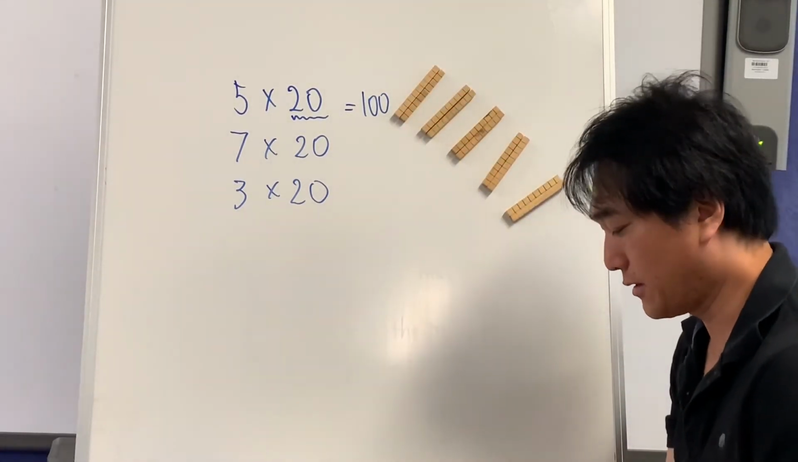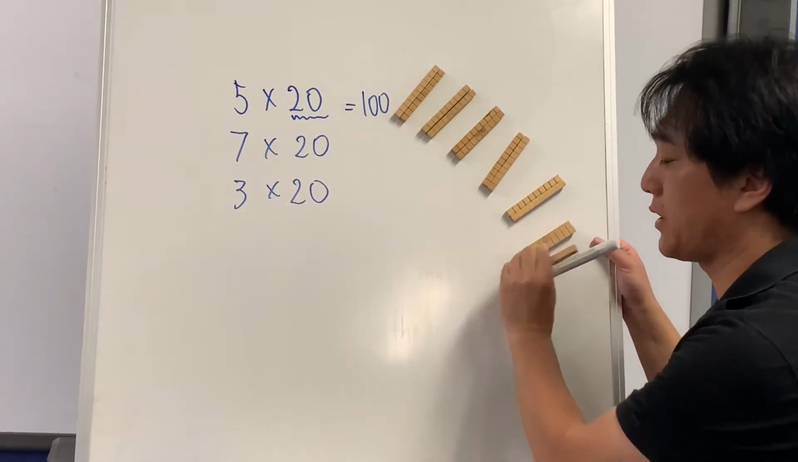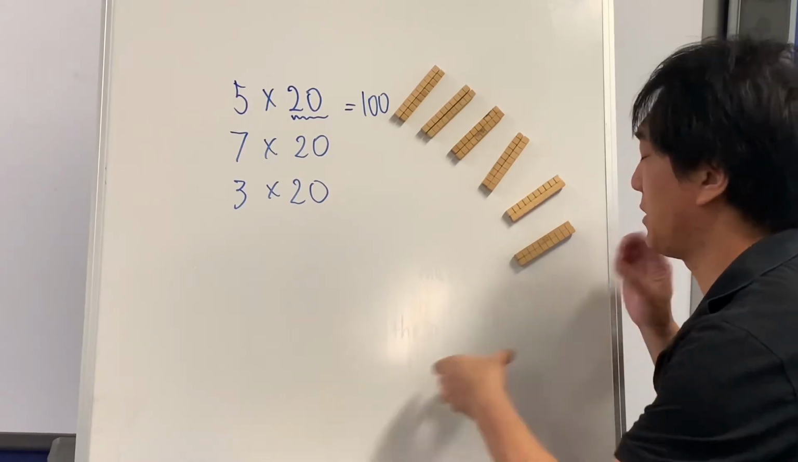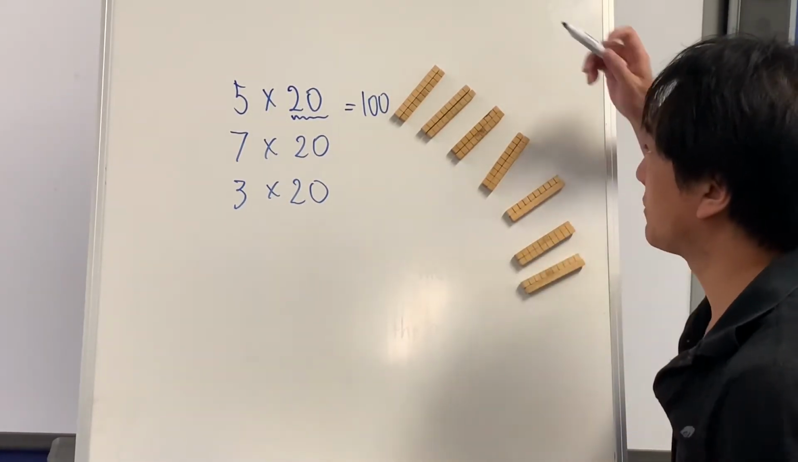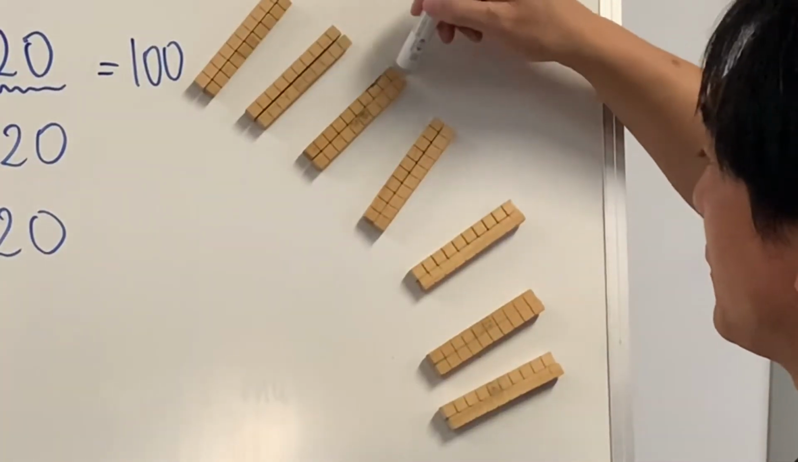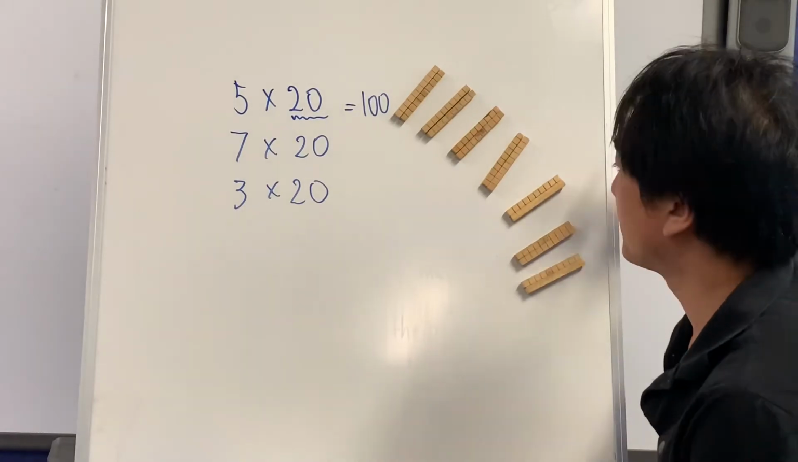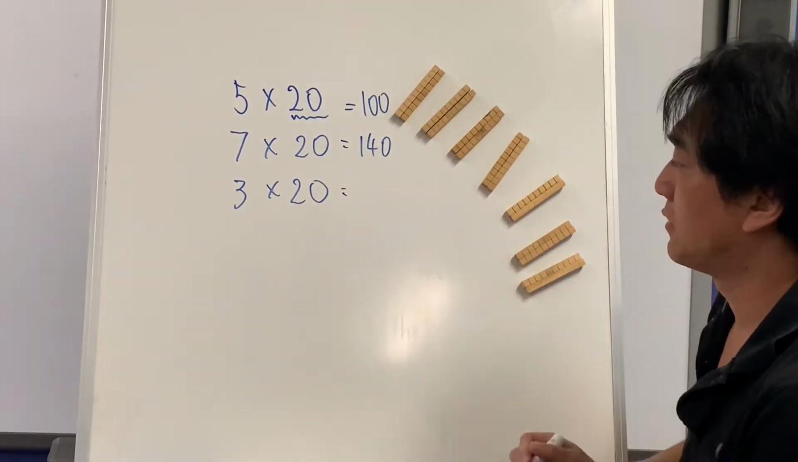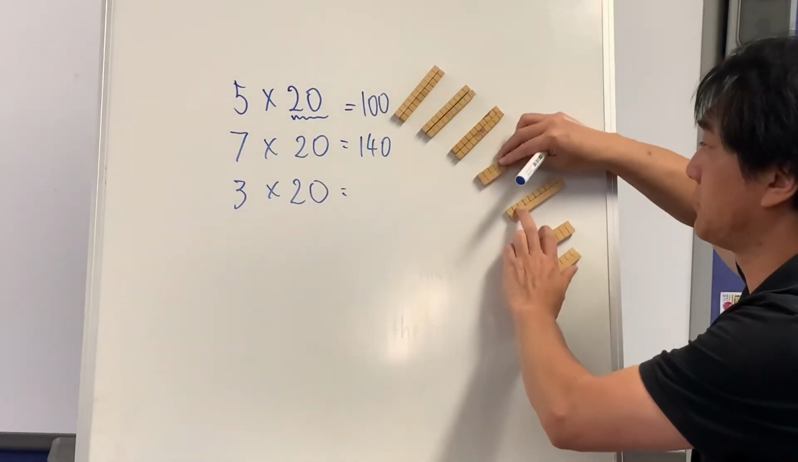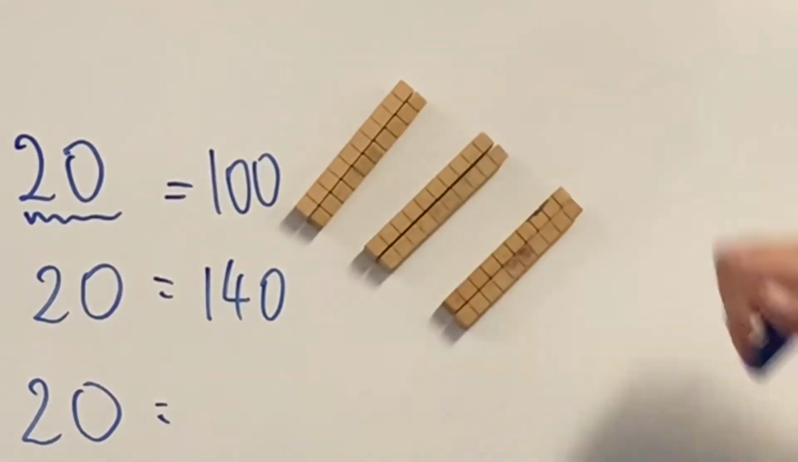7 times 20, I need 2 more. 6 lots of 20 and 7 lots of 20. When I see it, that's 100, 110, 120, 130, 140. 3 times 20 is 60.